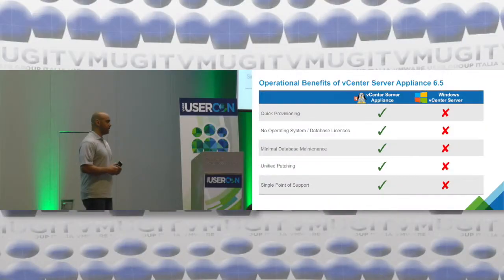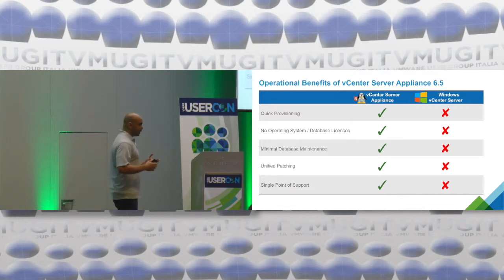Minimal database maintenance. And what that really means is, out of the box, the vCenter Server Appliance is already tuned for the vCenter Server application. So there's no need for you to do any tweaking or changes to the Postgres database. But on the Windows side, you do need that DBA. You need somebody to tweak it or back it up or know how to maintain that database. That piece goes away, right? You give the DBA back his time, and you get time back as well.